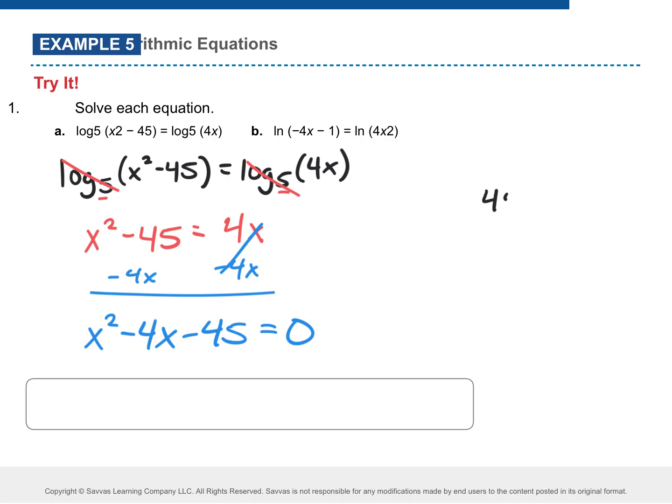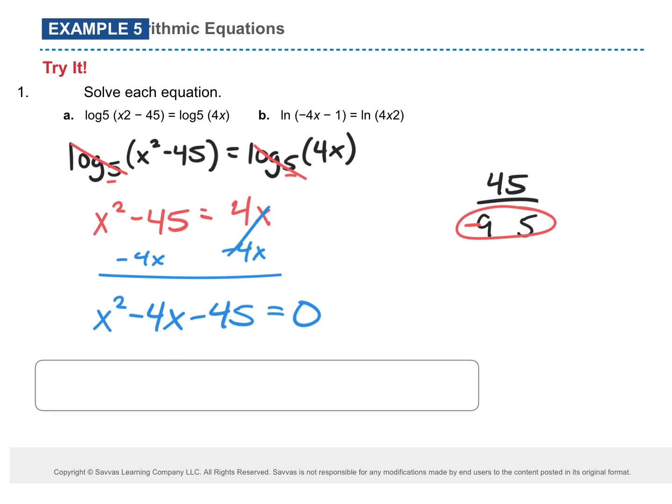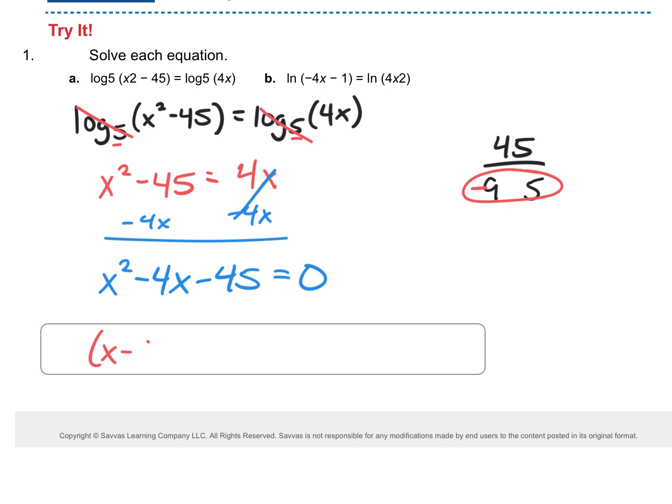Factors of 45. What are they? Okay, I agree. Jumping right to it. Do we agree 9 and 5 work? Okay. Do I need to change any of them? I need to go -9. So how do I write these factors? Again, the reason I went -9 is to get to add up to -4. x minus 9, x plus 5 equals 0.